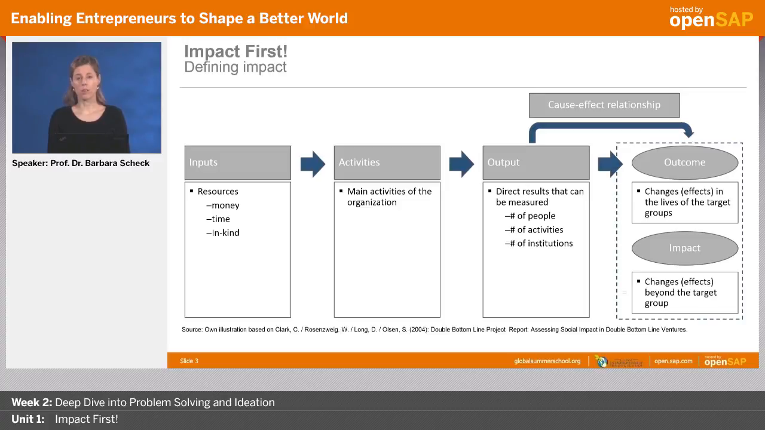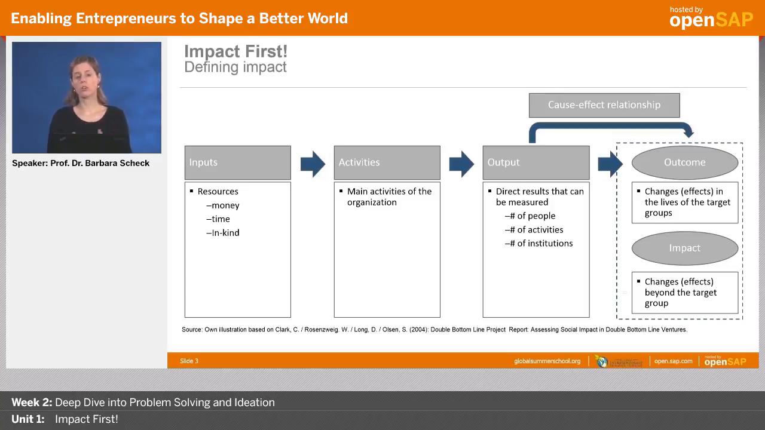In order to derive this impact, a model has evolved that's called, based upon the first letters of the specific steps in the assessment, the IOOI model. It starts with your inputs. These are the resources that you are working with, and that can be money, time, for example by volunteers, or so-called in-kind donations. For example, computers or rooms that you have at your disposal and that you're working with.